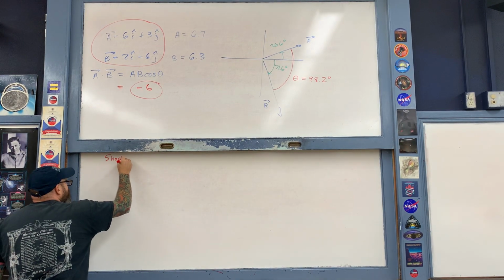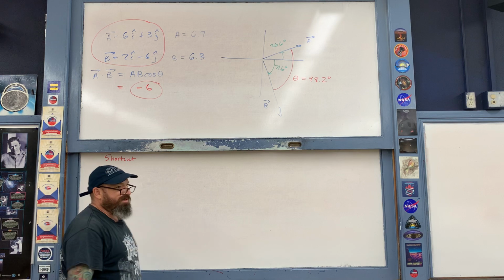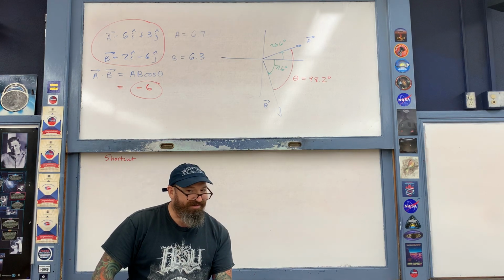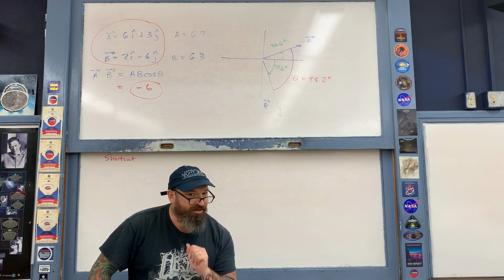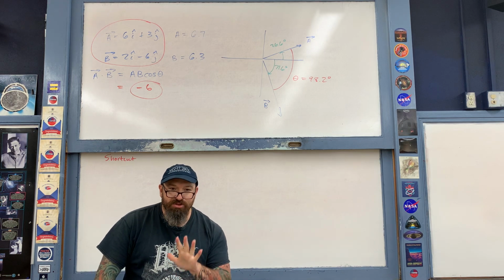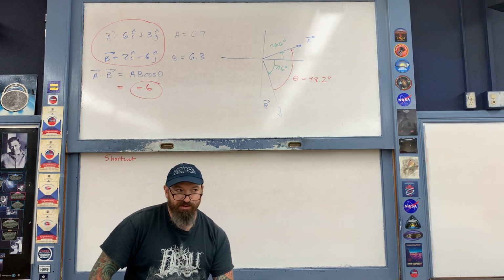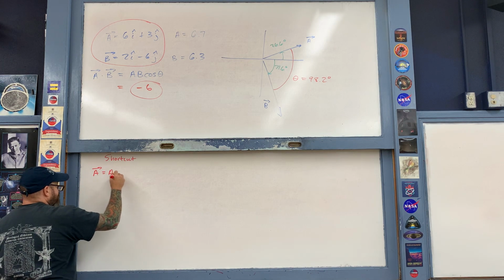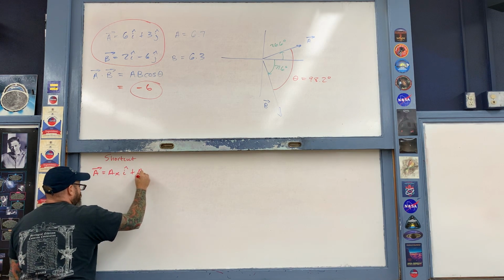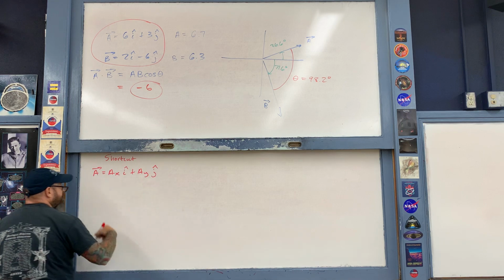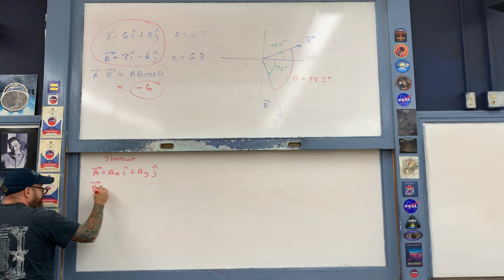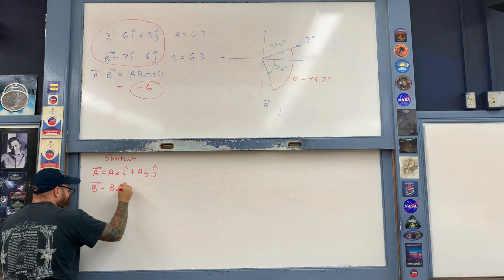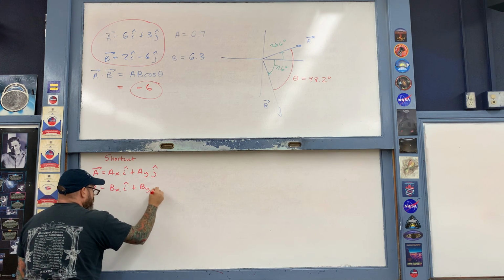Okay, now as I initially begin to write out this shortcut, initially it's going to look like anything but a shortcut. Here's what I mean. Let's say that we have two generic vectors in component form. Let's say that we have an A, which is A sub x i hat, plus A sub y j hat. And let's say that we have a B, which is B sub x i hat, plus B sub y j hat.